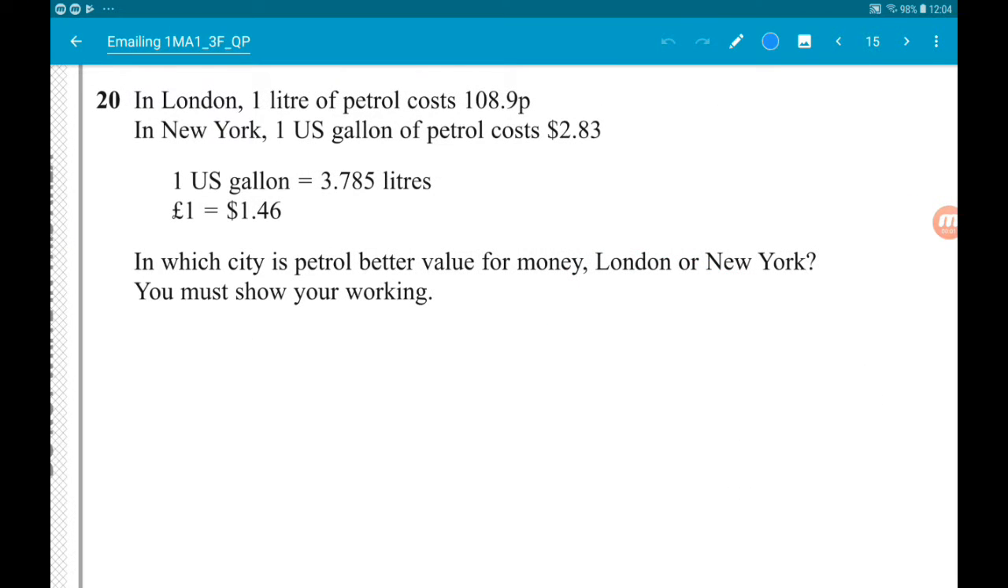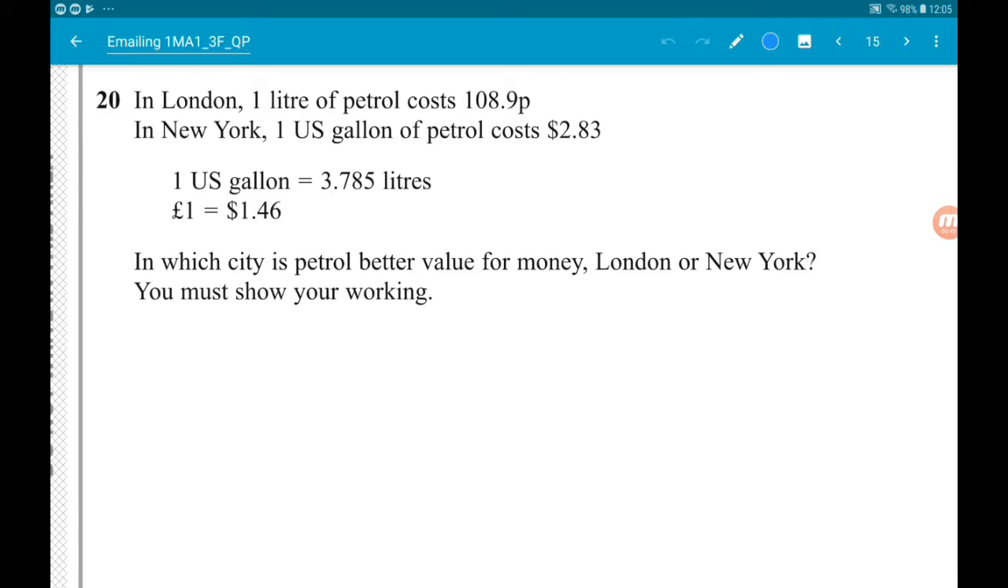Okay, number 20, unit conversion. So in London, 1 litre of petrol costs 108.9p. In New York, 1 US gallon of petrol costs $2.83. 1 US gallon is 3.785 litres, and £1 is $1.46. In which city is petrol better value for money, London or New York? And you must show your working.